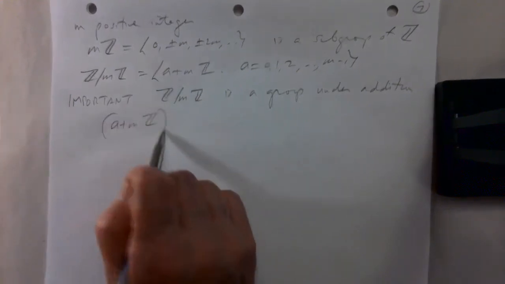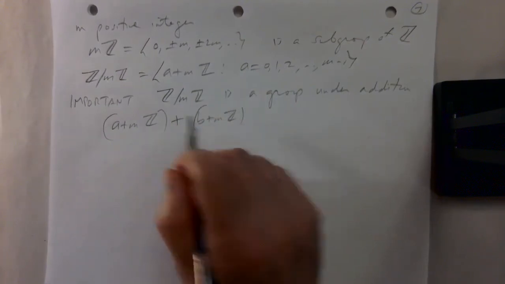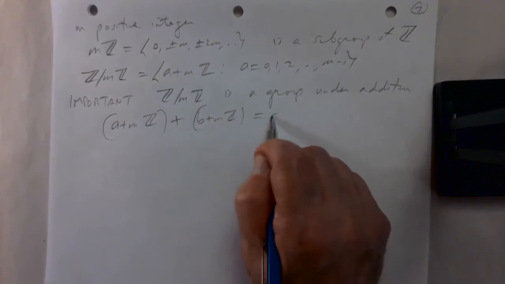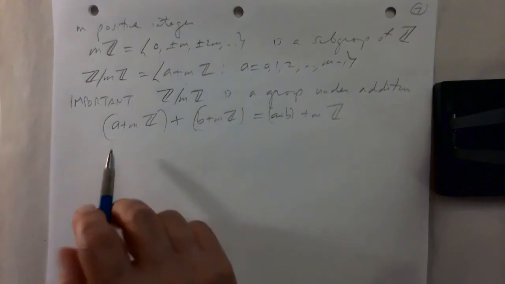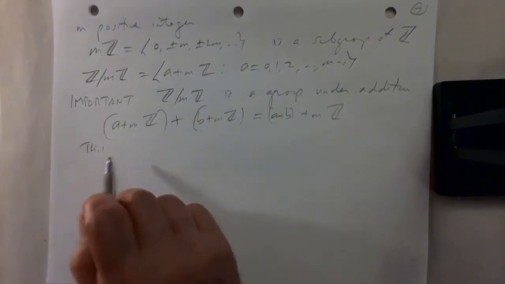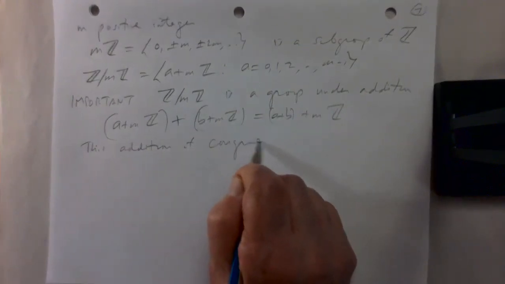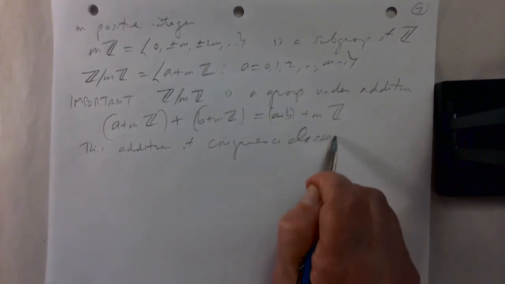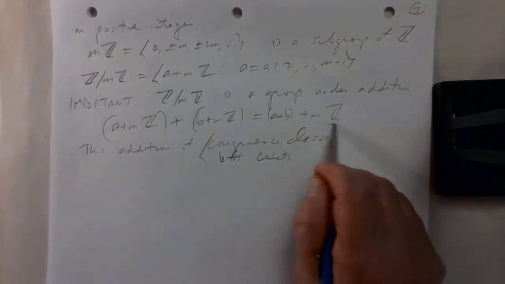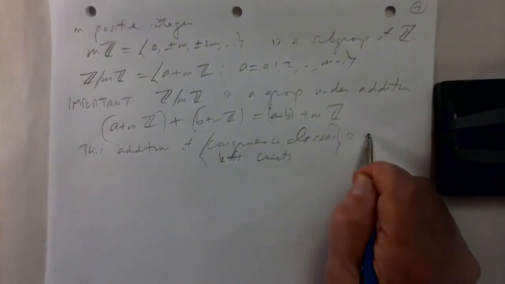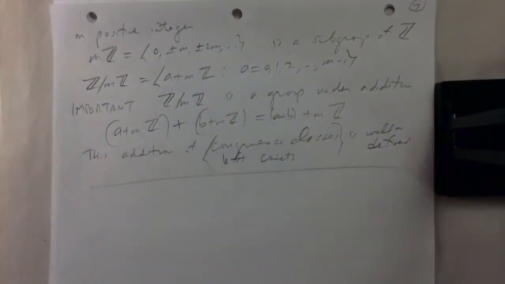That is, we can add congruence classes. If you have the congruence class a plus mZ and the congruence class b plus mZ, you can define the sum of these two congruence classes to be the congruence class a plus b plus mZ. And this addition of congruence classes, which is the same as saying the addition of left cosets, makes sense, is well defined. It's a consistent definition of addition.